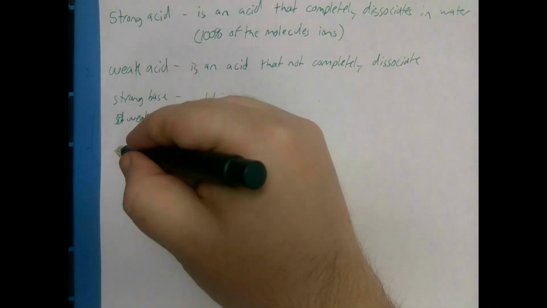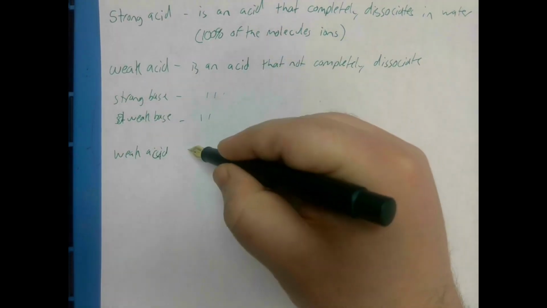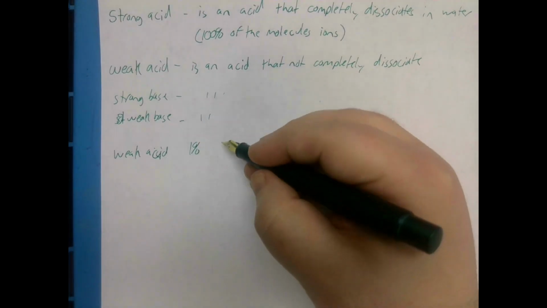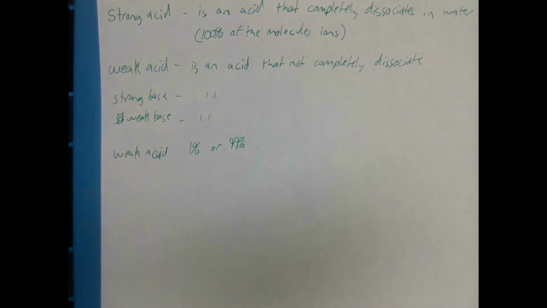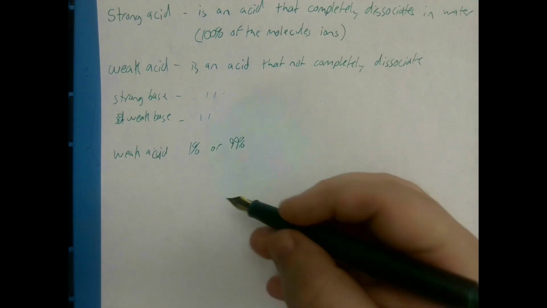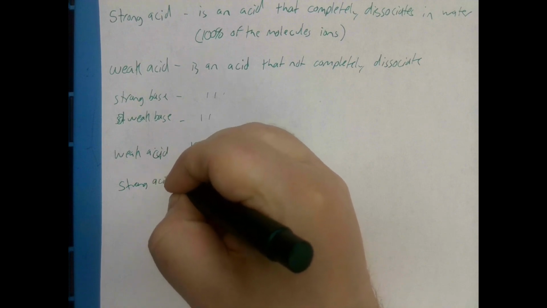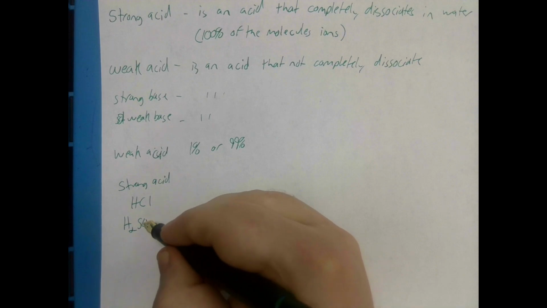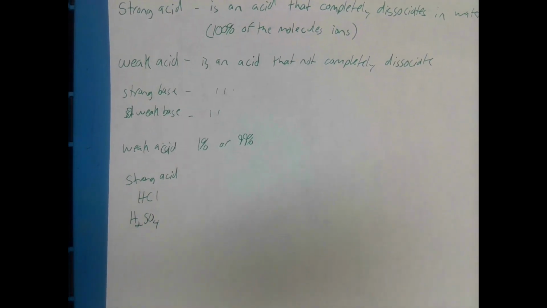And to be called a weak acid, it doesn't matter if only 1% of the molecules disassociate, turn into ions, or 99% of them. As long as it's not 100%, it is a weak acid. So, common strong acids: hydrochloric acid, sulfuric acid. A bunch of the most common ones we deal with are strong acids.